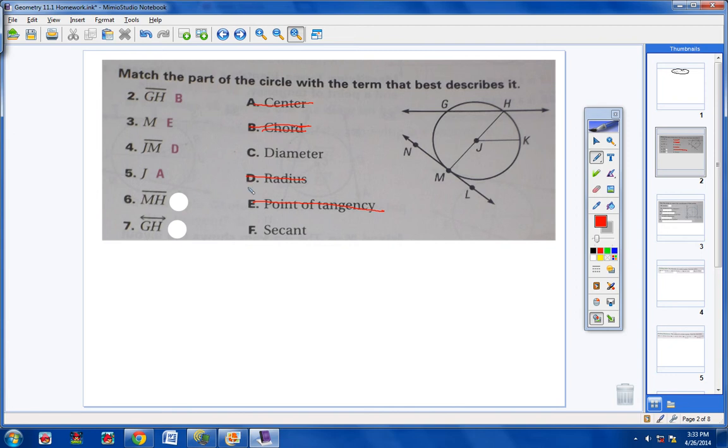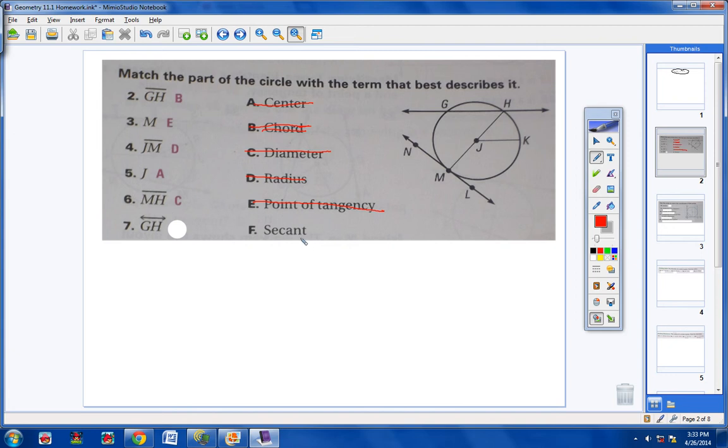Okay, now let's move on to MH. Here's M all the way over to H. Now notice MH starts on one edge of the circle, it goes through the center and continues on to the other side to the edge of the circle. Well, we call that the diameter. Remember, it's a chord that goes through the center of the circle. So MH, a diameter, and that of course would be letter C.